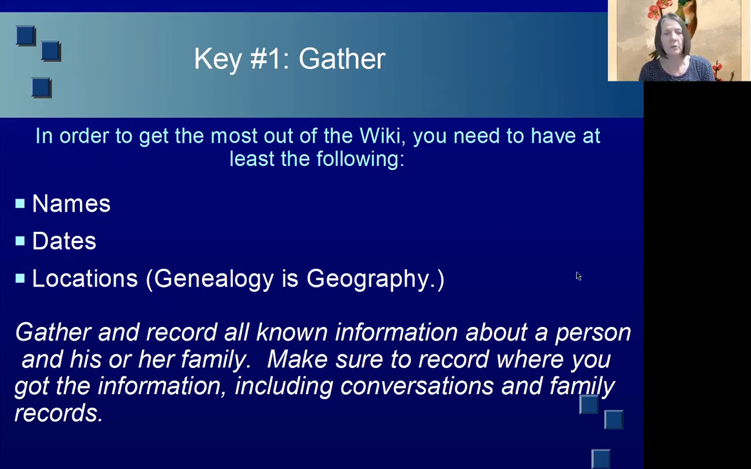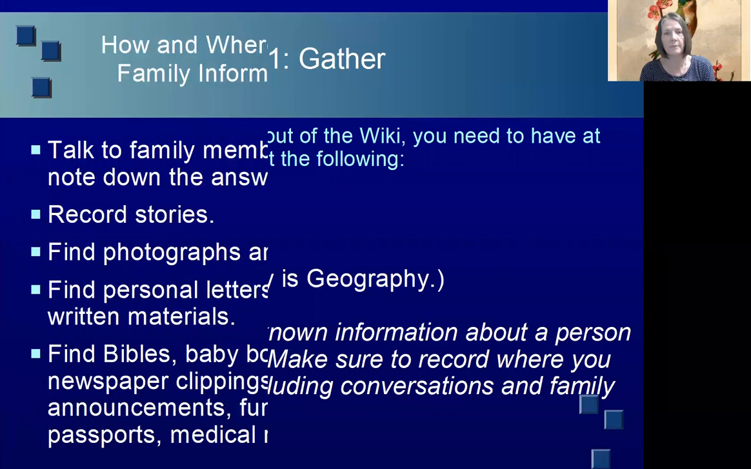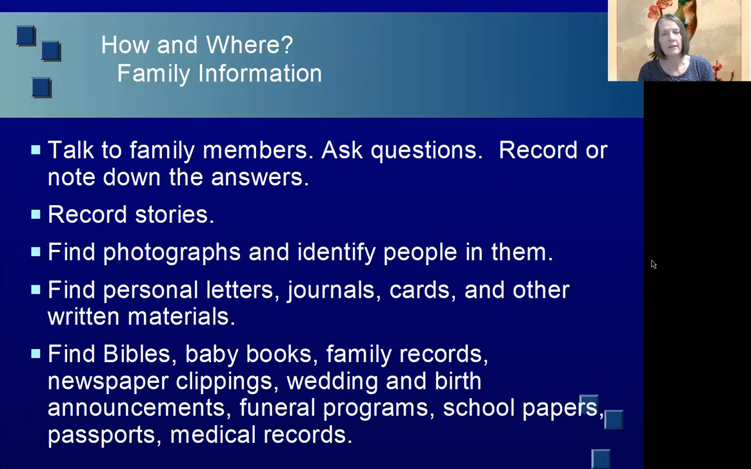Make sure to record where you get the information, and that especially includes conversations. If you find family records, you can write down the information from the family records, or you can just scan them, put them in your computer, and have them in a file that way. But as long as you have all the information in a place that's easy for you to access and that you've recorded. So where do you get this information?